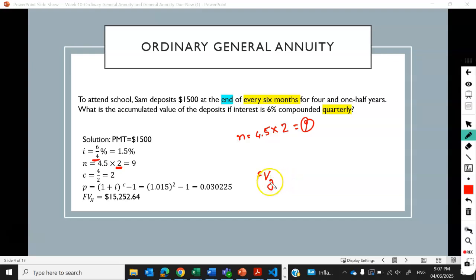The notation is FVG, G for general annuity. What is the PMT here? He deposits at the end of every 6 months, so 1500 is the PMT, and 1 plus P, whatever value you got for P, with 9 as your N, minus 1, over P. There will be no I in the formula whenever it is a general annuity. You can calculate and you will see this is the result.